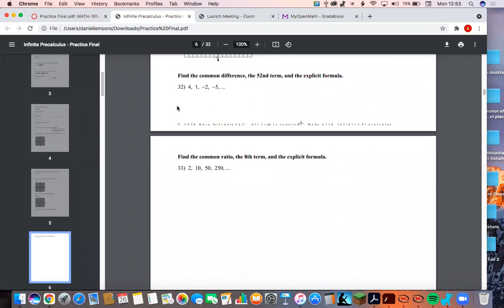Okay. Find the common difference. That means, what is it that's plusing or minusing on in each one of these? This is what we call an arithmetic sequence. It's just always plusing by the same amount or always minusing by the same amount. So from 4 to 1, that is a minus 3. From 1 to negative 2, that's minus 3. Negative 2 to negative 5, that's also going down by 3. So minus 3 is the common difference. I'll just put D for common difference. That's negative 3. We're adding negative 3 each time, or we're subtracting 3 each time.